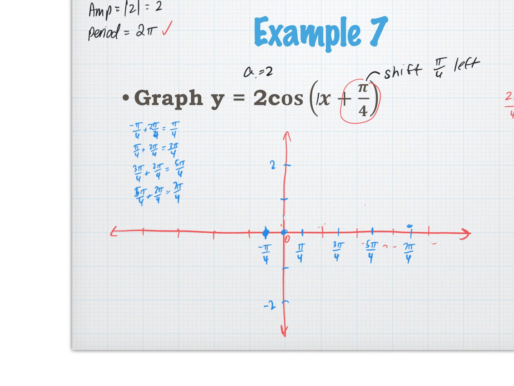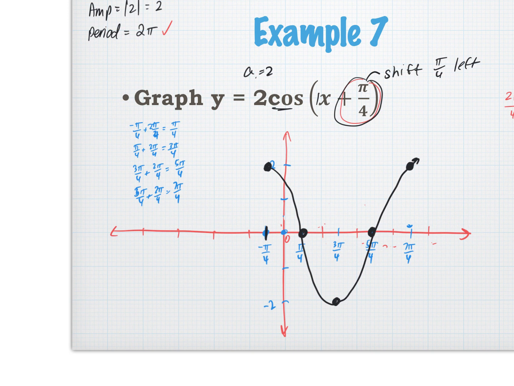And so I just realized this is a cosine wave. And so I know my first point is going to originate at negative pi over 4 because that was my shift from 0. Because it's a cosine graph, I know that point is actually up here. Okay, so my second point, pi over 4 here, will be my 0. 3 pi over 4 will be my negative 2. 5 pi over 4 will be back at 0. And 7 pi over 4, I'll be back up at 2. Because again, remember, this is the cosine wave.